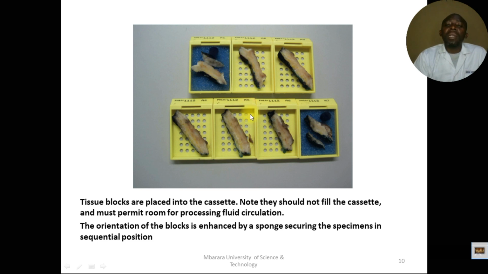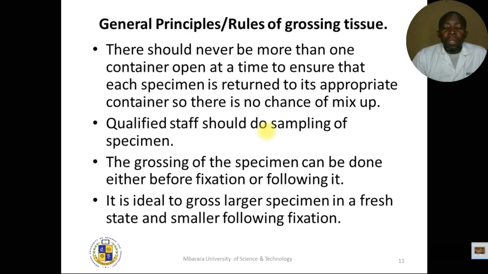You remember these are plastic, and the tissue, after being put in formalin, after being fixed, it hardens a little bit, so it may keep moving or slide off the base of the cassette, and it may change the orientation. So when we put a sponge at the bottom, it can help to maintain the position and keep the tissue in one place. So we need to look now at the general principles or the rules of grossing the tissue.